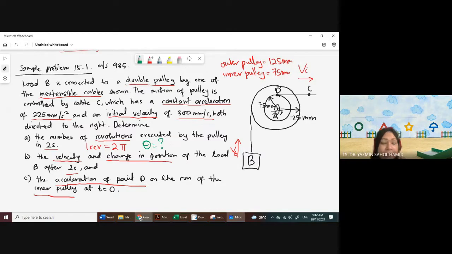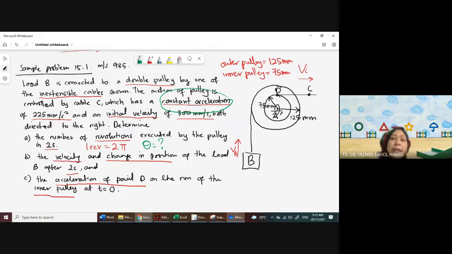Macam mana kita nak dapatkan theta? Okay, dekat sini dia ada clue. Dia bagi clue dia apa? Dia ada bagi value-value ni, constant acceleration. So, apa maksudnya? Kita boleh pakai formula constant acceleration. Tapi sebelum tu, cuba kita tengok apa value yang dia bagi ni. Okay, 300 dengan 225 tu.